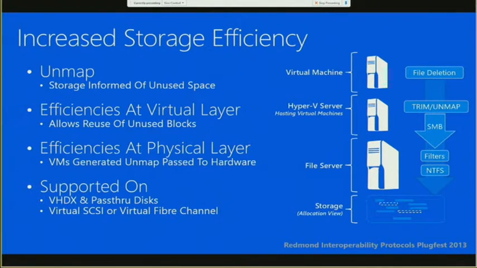Let's say it was a big Access database, a couple hundred meg, maybe a couple gigs. That gets deleted later on. The virtual machine understands that that space is now deleted. It sends that allocation information down to the Hyper-V server. The Hyper-V server can then send that all the way down through the SMB stack to the underlying storage, which could be either a Windows file server backed by third-party storage, or a third-party SMB server, as long as it understands unmap.